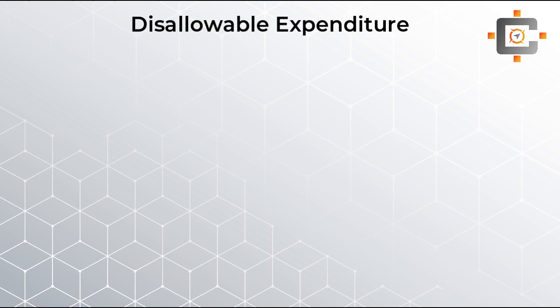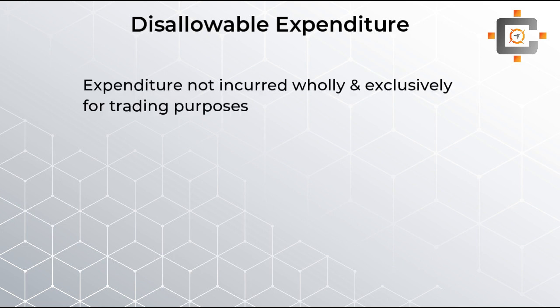Now the first one is expenditure which is not incurred wholly or exclusively for the business purpose. If any expenditure you have incurred has any kind of private use, private purpose, or a private portion, then you have to adjust that expenditure, you have to eliminate, disallow, and add back that private portion. Okay, so I hope you got the idea.